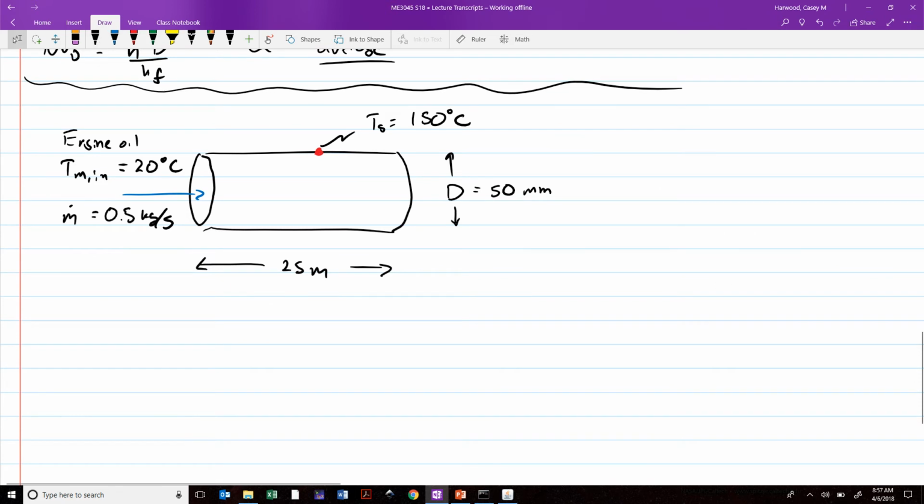So based on this information right here, we want to find, once again, the outlet mean temperature and the total Q, the total power that's being expended in heating up the oil as it flows through this tube. All right. Give you guys a second to copy down the prompt.